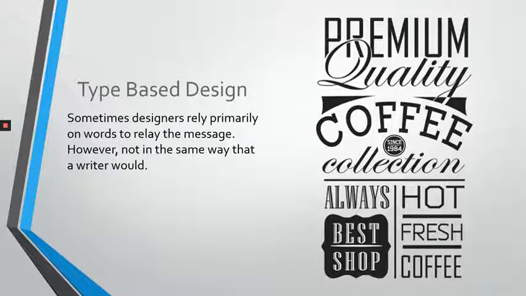Okay, look at this one. You guys might have seen this one around somewhere. Premium quality coffee since 1984 collection. Always hot, best shop, hot fresh coffee. It's different types. It's trying to sell, right? It's all based on the type. Okay, let's look at a few more examples.